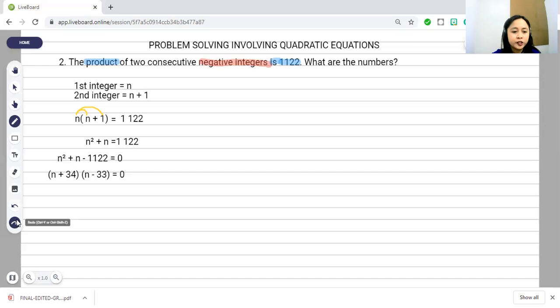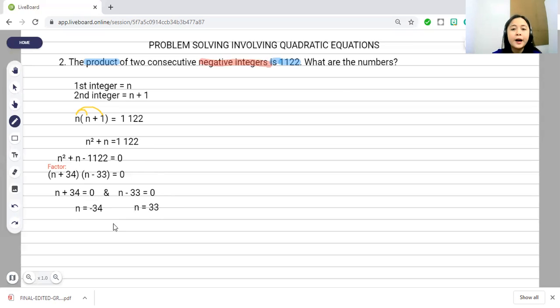That's why we may separate them as separate equations. Equate both of the factors to 0. So n plus 34 is equal to 0, and n minus 33 is equal to 0. Then positive 34 when transposed to the other side is going to be negative 34, and negative 33 when transposed is going to be positive 33. So these are now our solutions from the equation: negative 34 and positive 33.